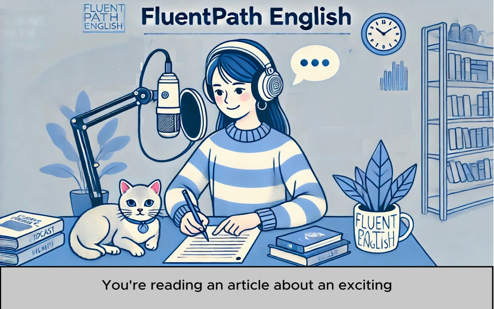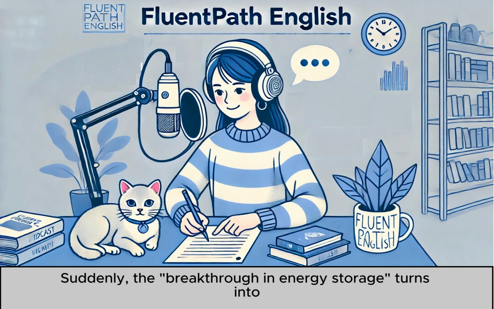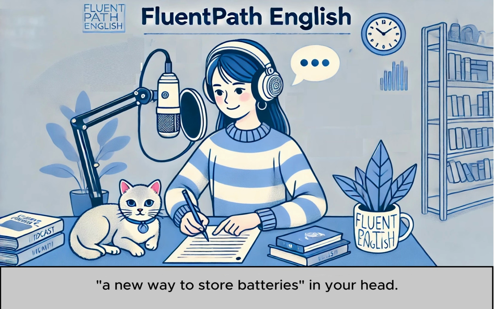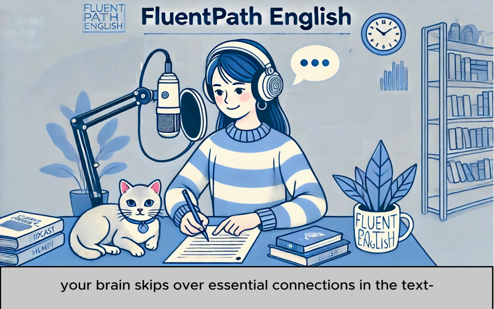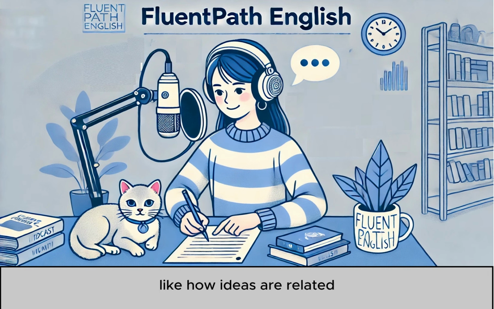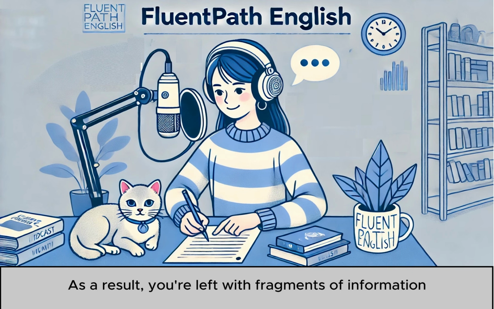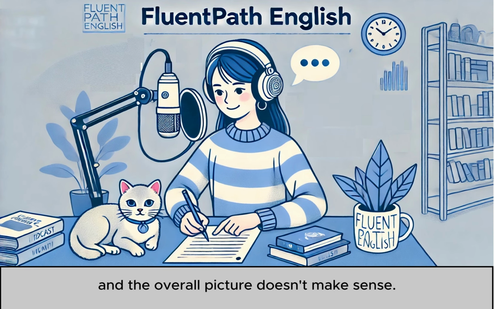Imagine this. You're reading an article about an exciting new discovery, but because you skimmed, you miss the key details, like the name of the scientist or the actual discovery itself. Or worse, you misunderstood the main idea entirely. Suddenly, the breakthrough in energy storage turns into a new way to store batteries in your head. Yikes! Why does this happen? When you skim too quickly, your brain skips over essential connections in the text, like how ideas are related or how one sentence explains another. As a result, you're left with fragments of information, and the overall picture doesn't make sense.